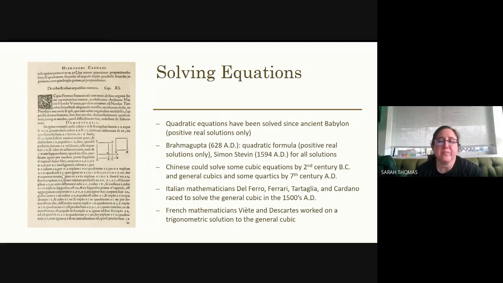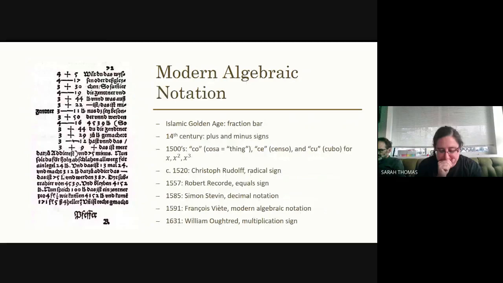Now, as far as a solution more like the ones we use today, the method that Cardano used is not the one taught in college algebra classes today to solve a cubic equation. The one we use today uses some more modern techniques, but it cannot solve all cubic equations. So it's kind of interesting that we regressed in that respect. But as far as a trigonometric solution that married trigonometry to solving cubic equations, that was Viète and Descartes, very late in the period. It was after the race to solve the general cubic in Italy. So let's look at some of the notation that we have today.